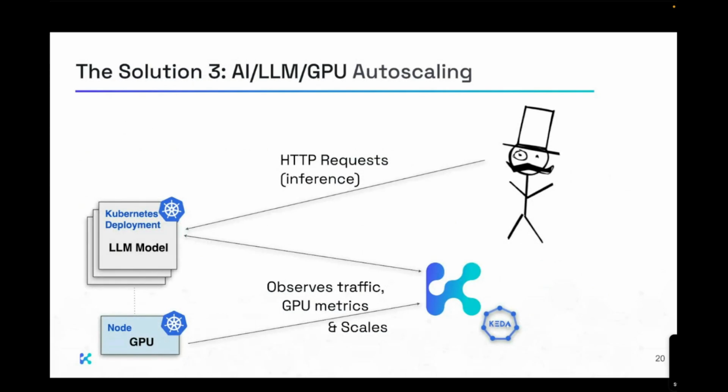And then the third part, which is let's say the newest part in the whole mix, is AI, because AI is everywhere, right? There is a lot of buzz around AI.